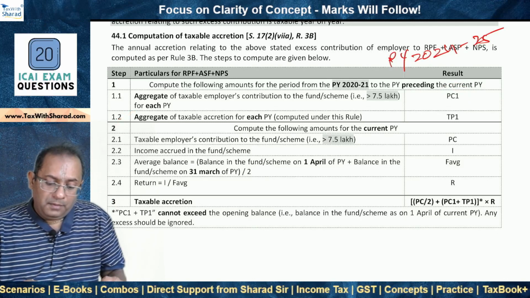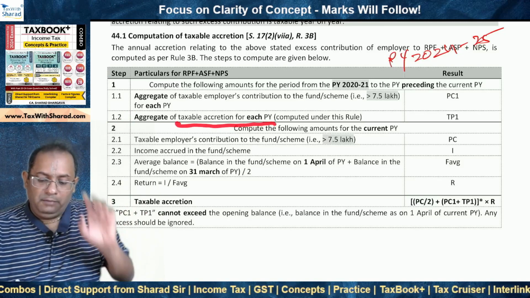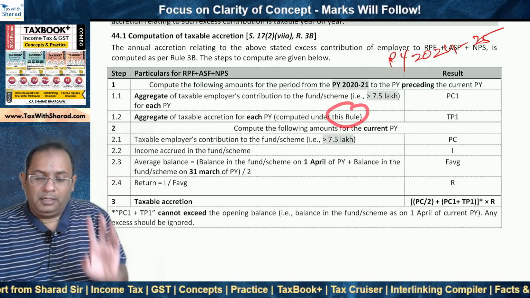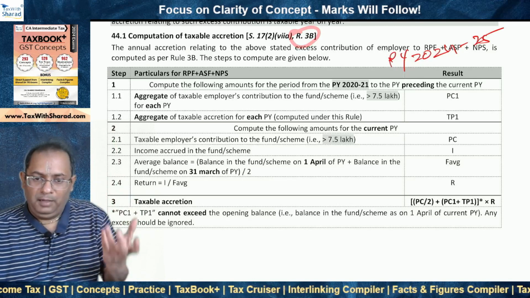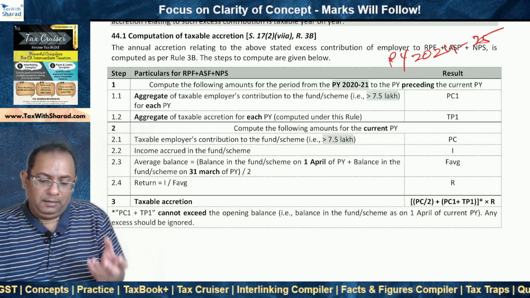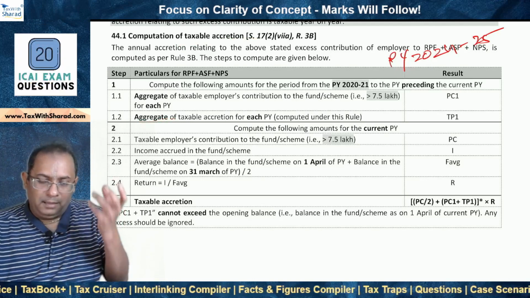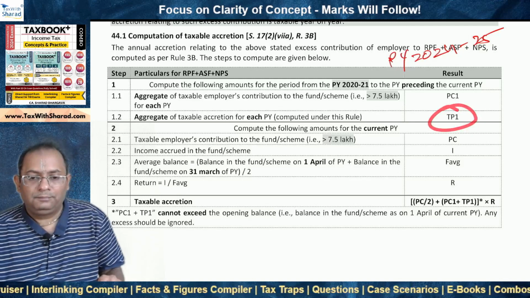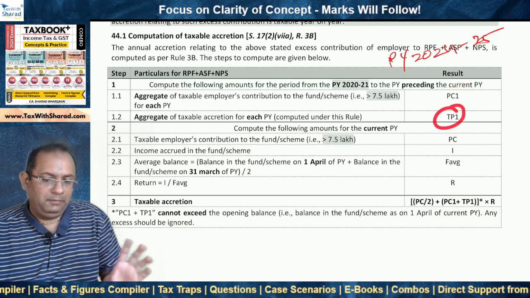Step 1.2, we find out the taxable accretion for each of these previous years, computed as per rule 3B. So for each of those 4 previous years, rule 3B would have applied and we would have arrived at the amount of taxable accretion. So we total the taxable accretion for all those 4 previous years and that becomes TP1. So we arrive at PC1 and then we arrive at TP1.